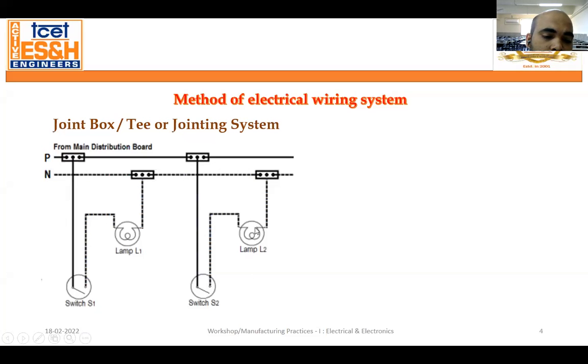Similarly, there is another switch with a lamp connected via this to this one. This line is the main distribution line, the main line coming from outside, with one connection to the particular switch, and similarly for the next, and via that switch the devices are connected. The devices are connected to the neutral line, as you can see here. That is what we have for the joint box or T jointing system.